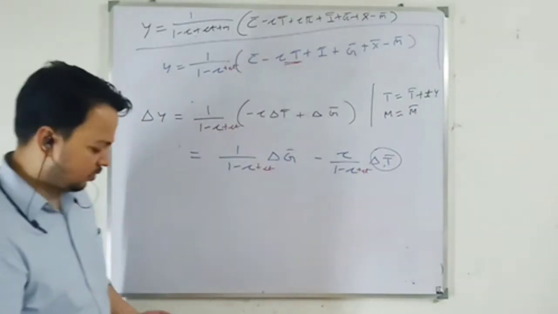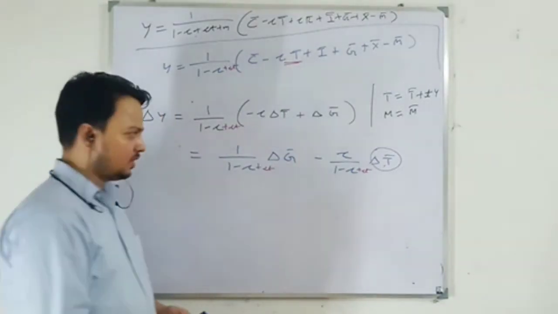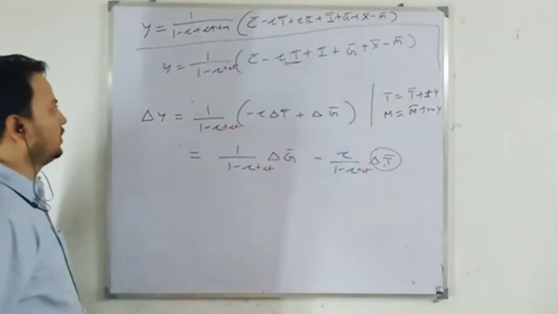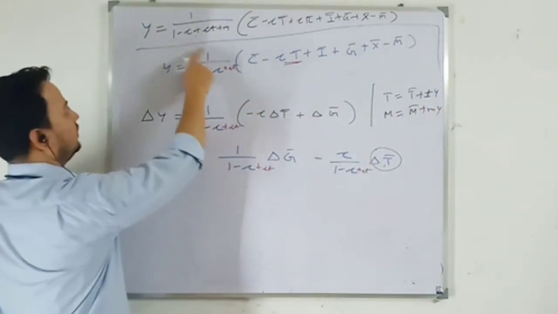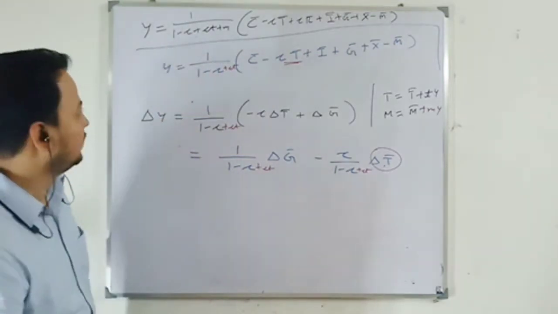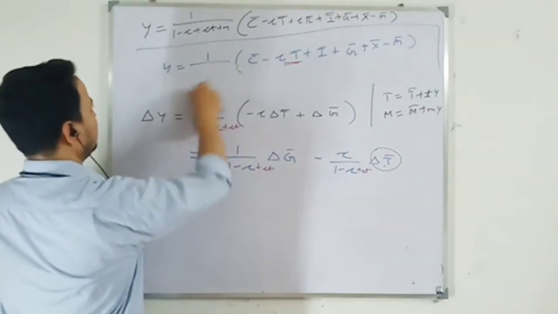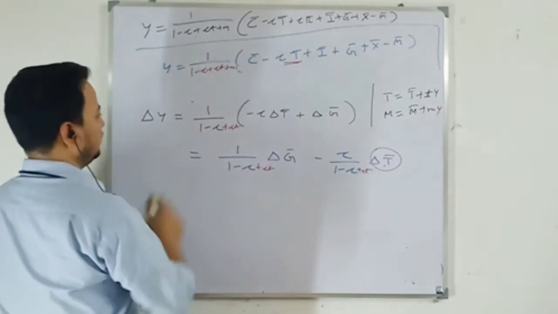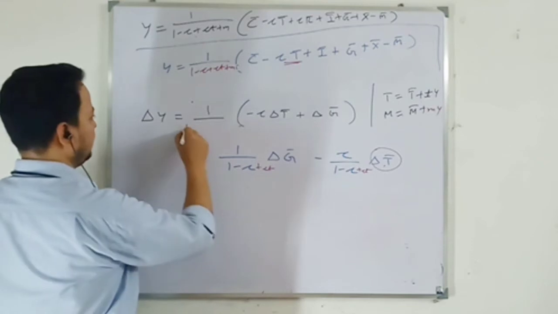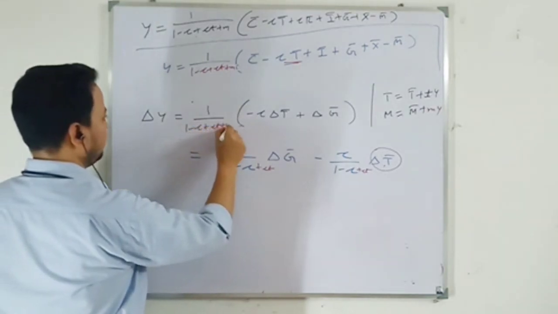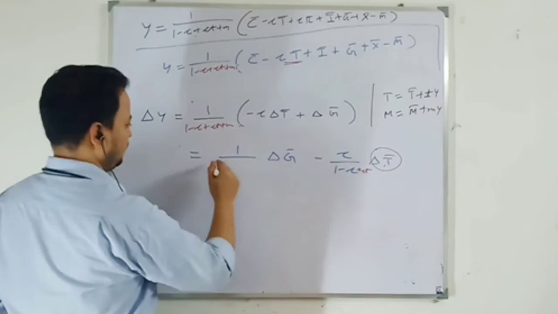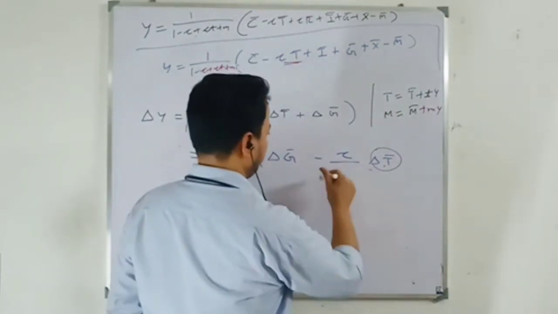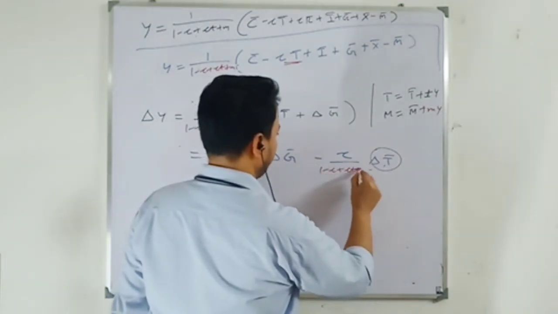Now I am taking import also to be a function of income. Then I have to write this one thing: 1 minus C plus CT plus M. So let me write that thing first. So this will be 1 minus C plus CT plus M. This thing will be also this thing. 1 minus C plus CT plus M.